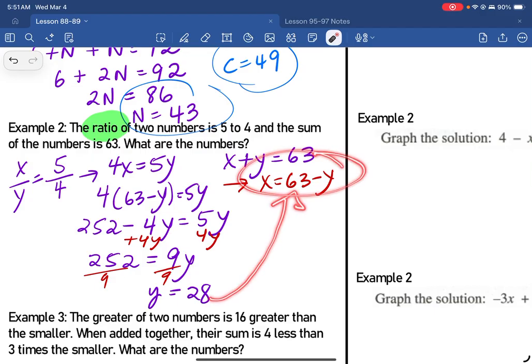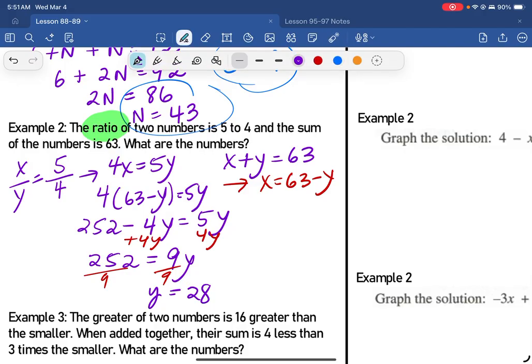I'm going to put the 28 in the y's place. So we have equals 63 minus 28, which is 35. So we know y is equal, not y, x. X is equal to 35. And those are the numbers.